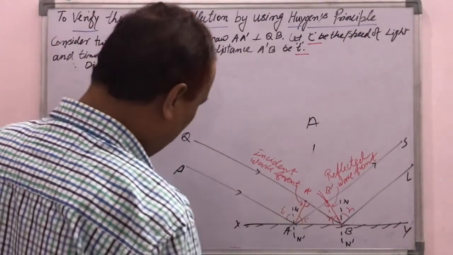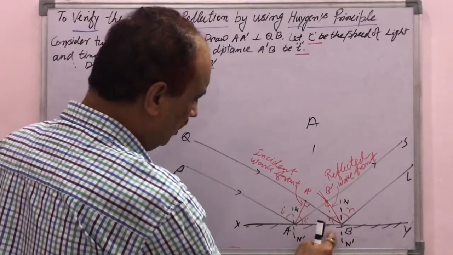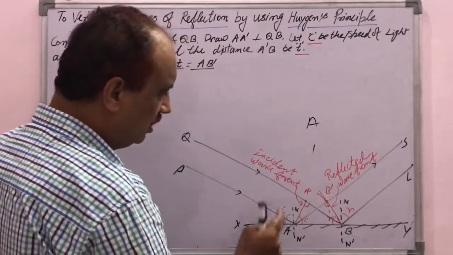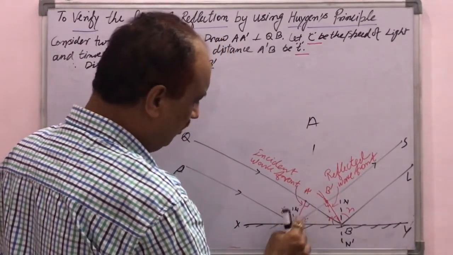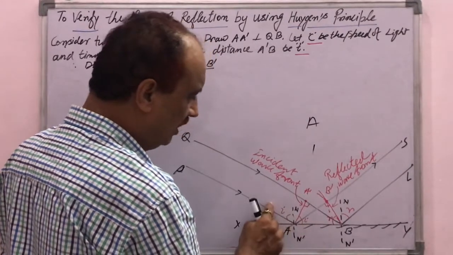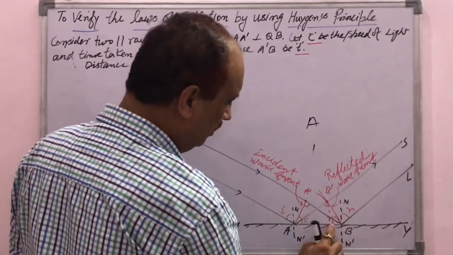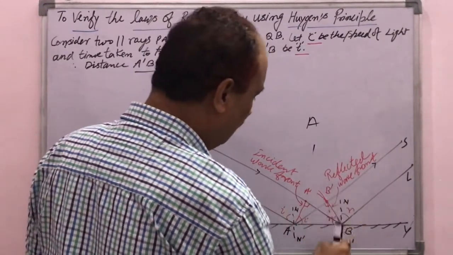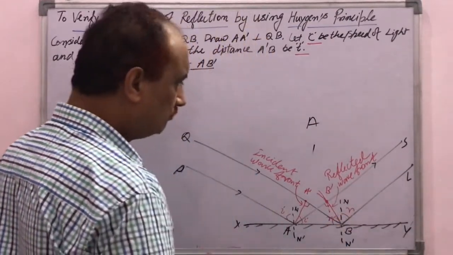Now two triangles are formed here: triangle A dash AB and triangle AB dash B. In this triangle, the angle made by the incident wavefront is equal to I, the angle of incidence, and the angle made by the reflected wavefront is R, which is equal to the angle of reflection made with the normal by the reflected ray.